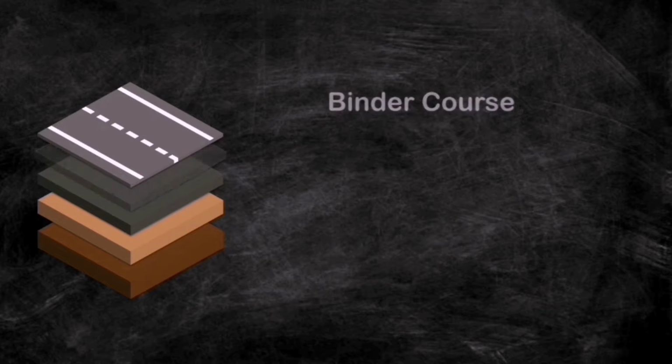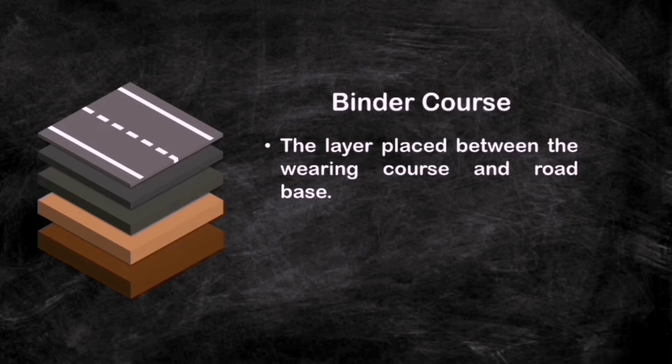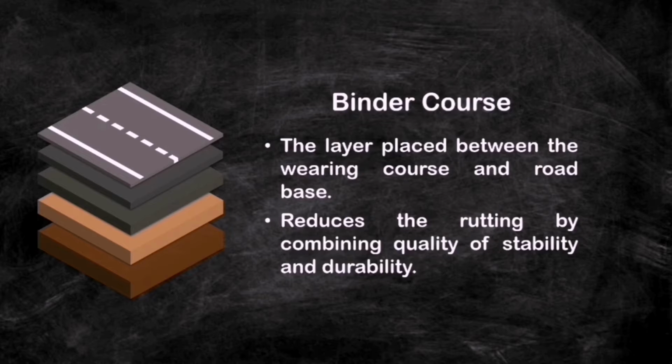The fourth layer is binder course. The binder course is the layer placed between the wearing course and the road base. It reduces rutting by combining the qualities of stability and durability.